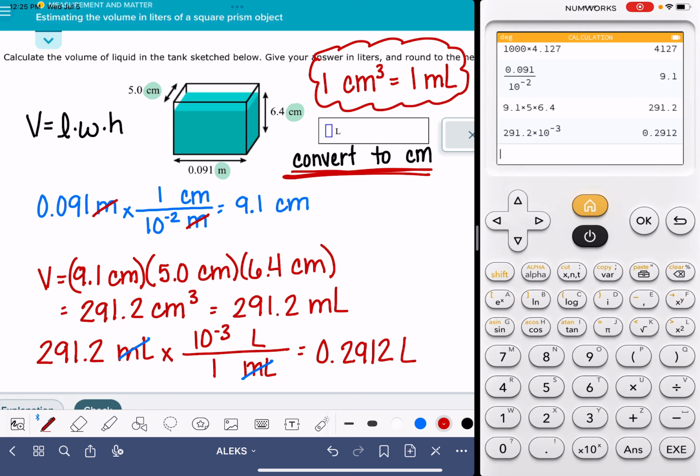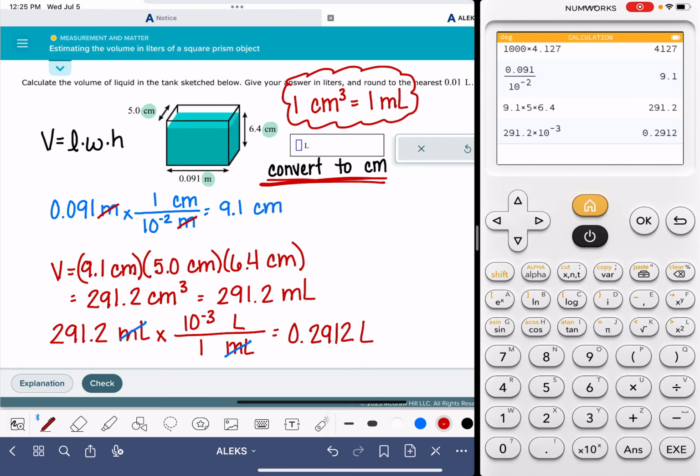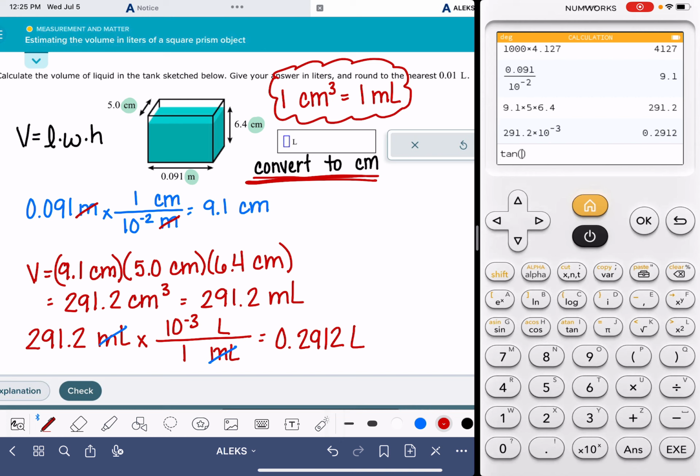We get 0.2912 liters. ALEKS, I believe, has guidelines on the number of significant figures or the number of decimal places. It says round it to 0.01 liters, so we're going to round it to this position right here, which for me is 0.29 liters.